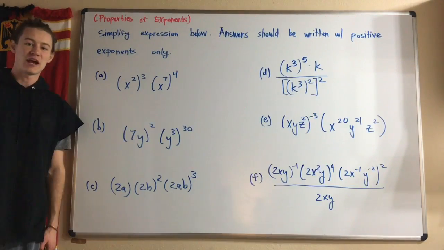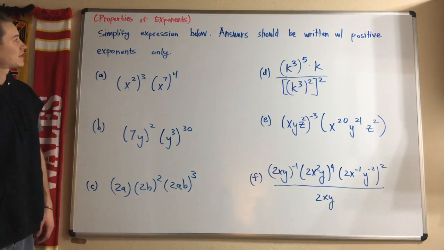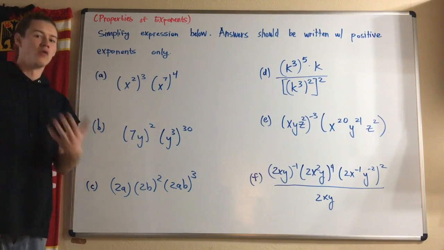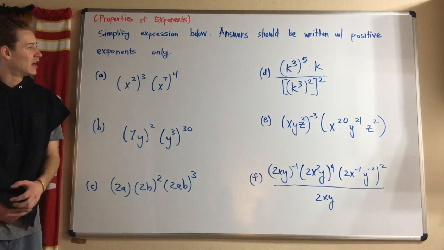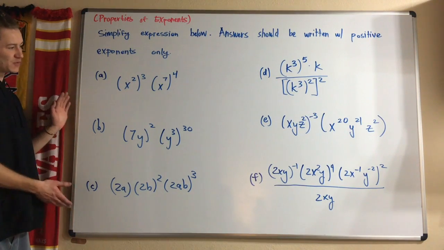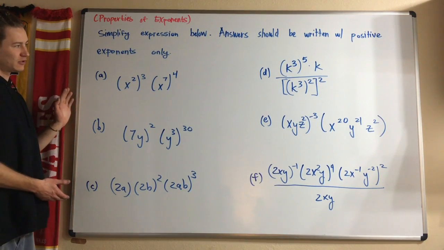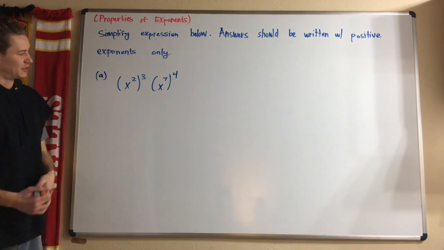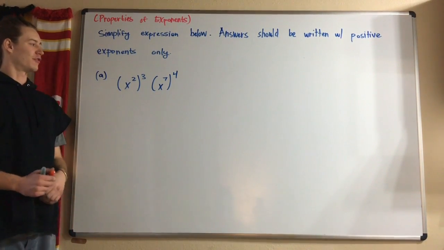Great. The last problem we'll do in this video has to do with all properties of exponents, and where we have to kind of know what properties to use in which cases. So here's the 6 problems we'll do. I've written them up. Let's get started. Part A, x squared cubed times x to the 7th to the 4th.